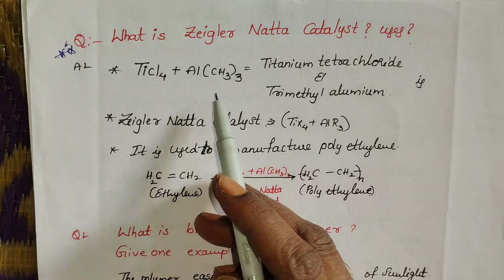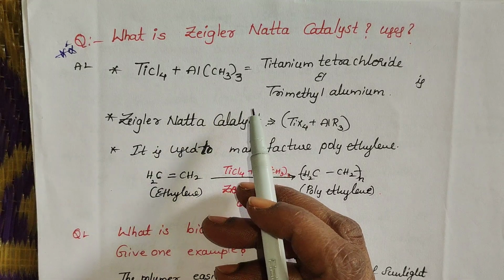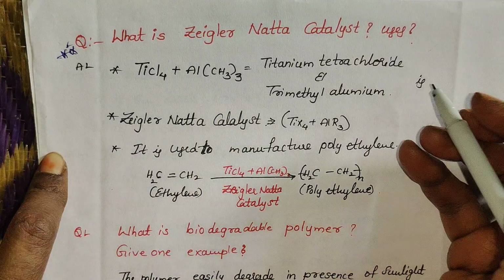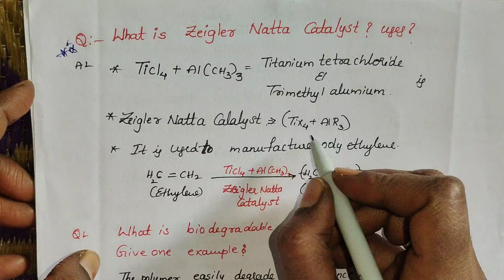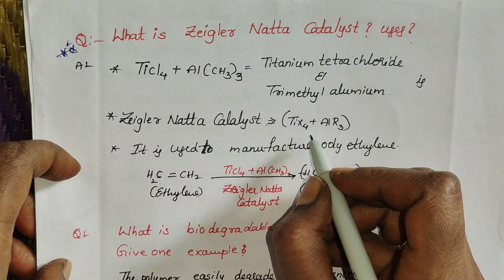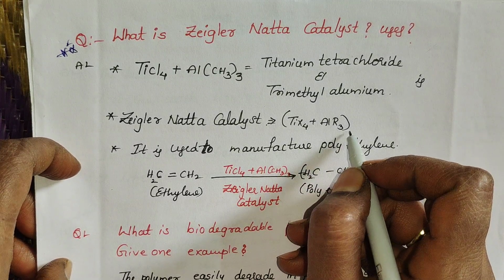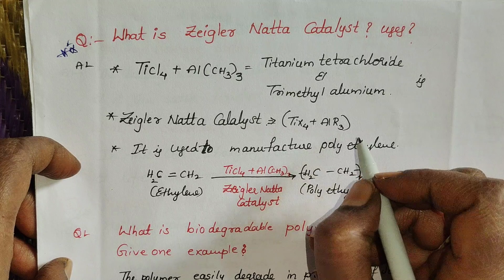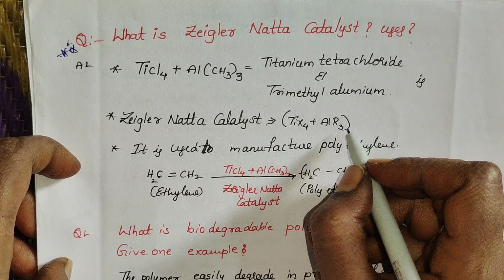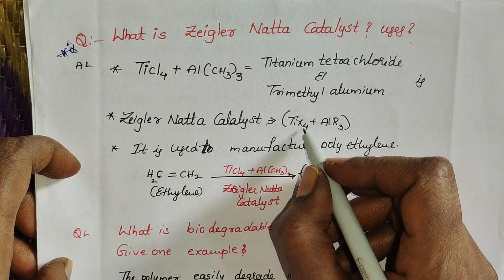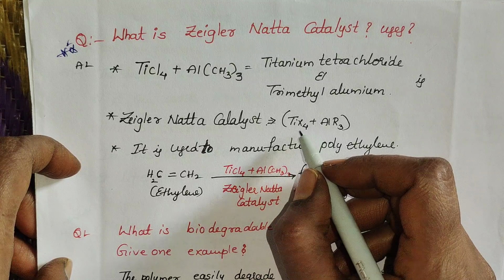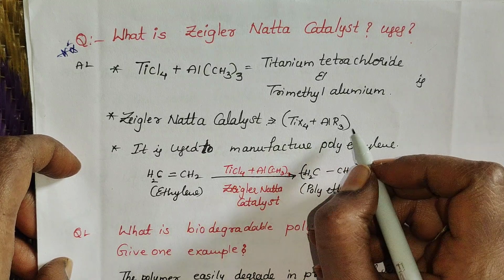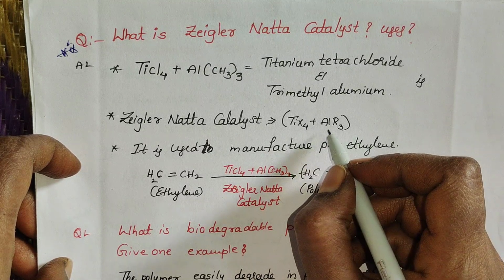Next, one more important VSAQ: what is the Ziegler-Natta catalyst and its uses? Titanium tetrachloride and triethyl aluminum is known as a Ziegler-Natta catalyst. Another formula is also there: titanium tetrahalide and trialkyl aluminum. It is useful for the exam also. Here R is an alkyl group and X is a halogen atom. 4 halogen atoms are combined with the titanium and 3 alkyl groups are attached to the aluminum.